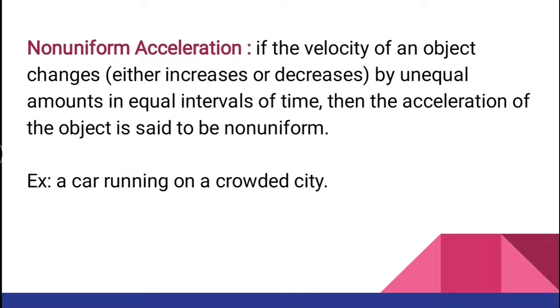For example, a car running in a crowded city. Then what happens? Sometimes the velocity of the car increases, while at other times the velocity of the car decreases. Therefore, the motion of the car running in a crowded city can be said to be non-uniformly accelerated motion, or we can say the car has non-uniform acceleration.